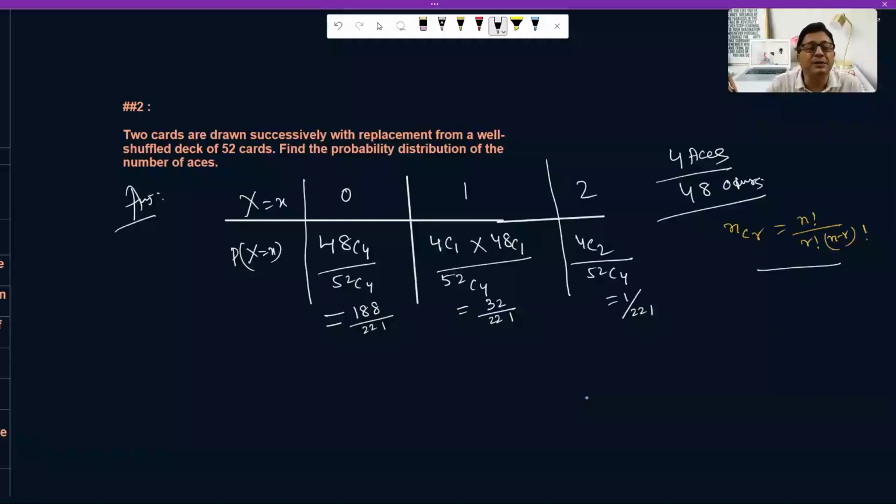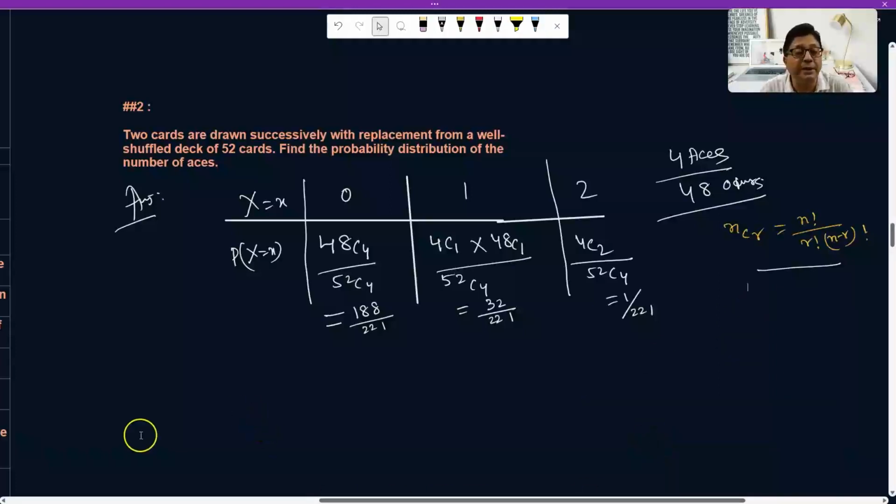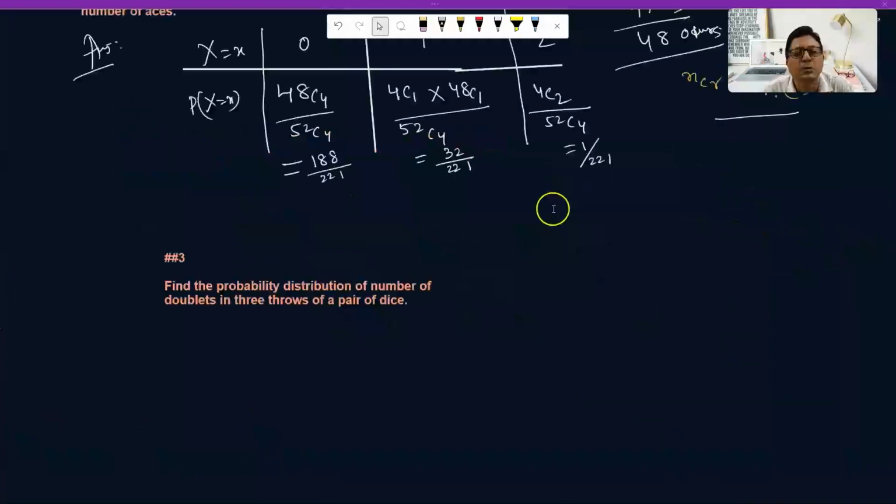This is a probability distribution, because the sum of the probabilities I can see here is going to be equal to 221 by 221. Answer is 1. No probability is negative or exceeds 1.